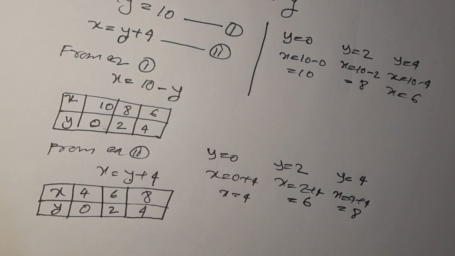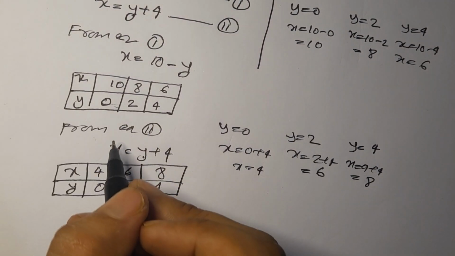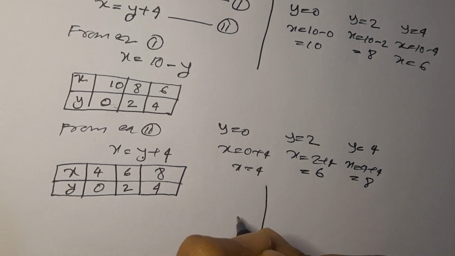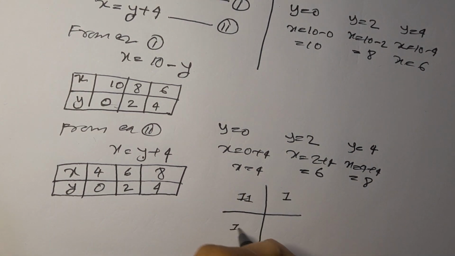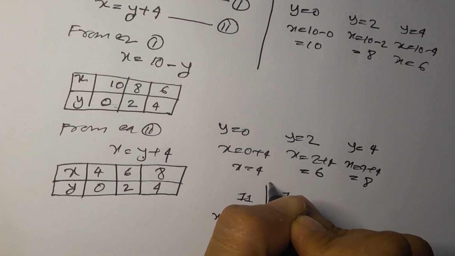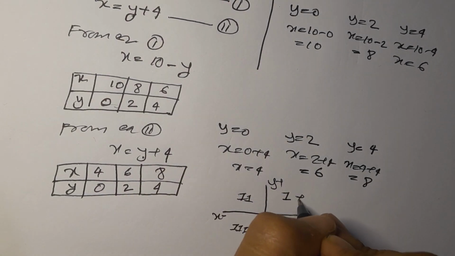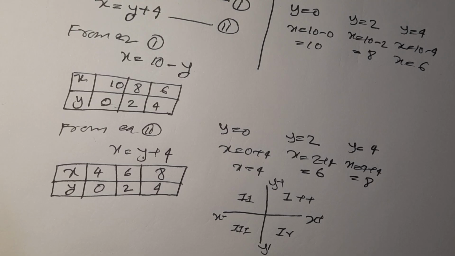Now we have to plot this in a graph. Now see, all these are positive, so I can take only the positive quadrant. This is the first quadrant, this is the second, this is the third, and this is the fourth. This is x positive, this is x negative, this is y positive, this is y negative. All are positive, so I am taking only this quadrant. No need to show the others. Take only this one.